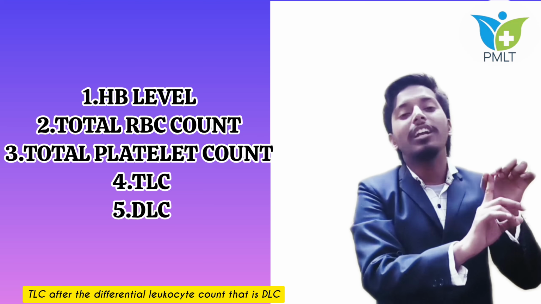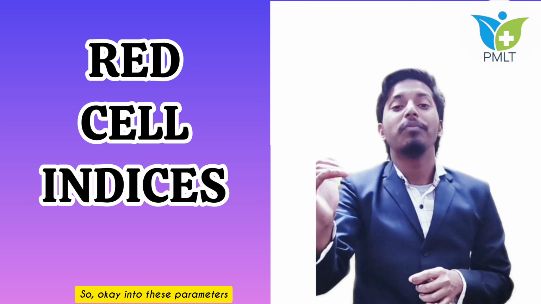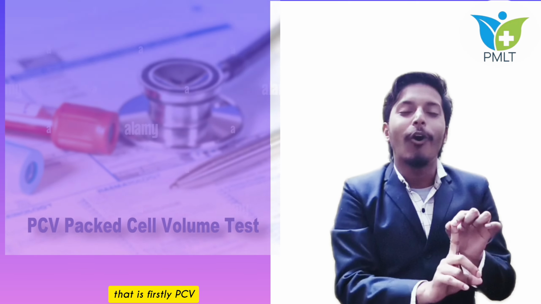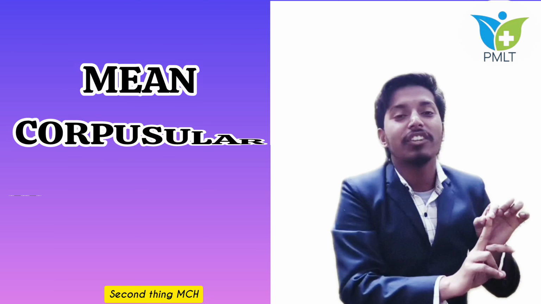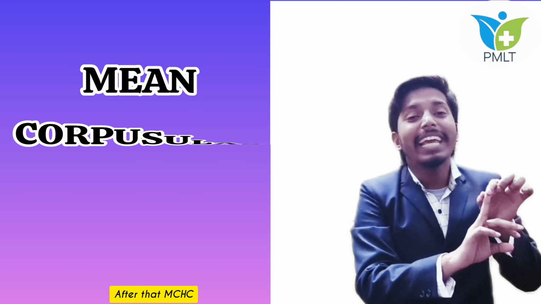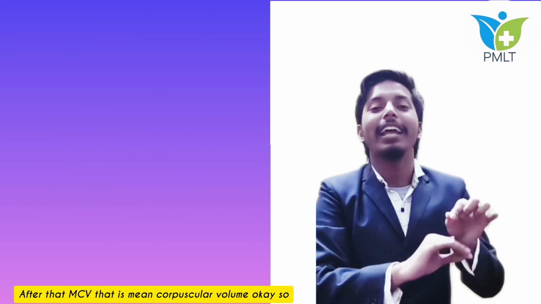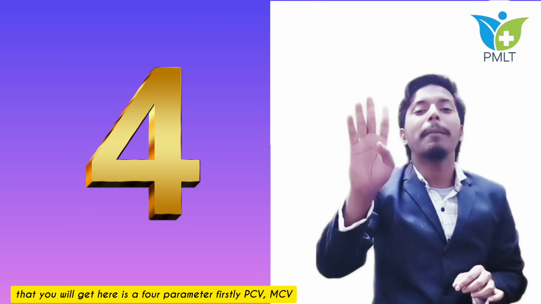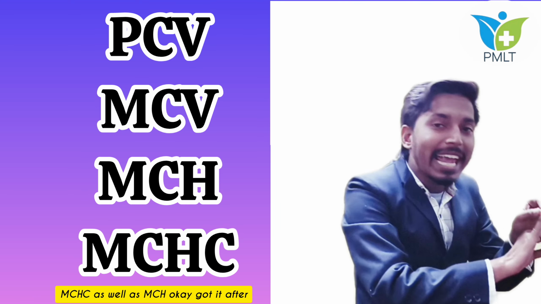Okay, after completing these things, I am going to the red cell indices. Under these parameters, we will get a few things. Firstly, PCV, or we can say hematocrit, packed cell volume. Second, MCH, that is mean corpuscular hemoglobin. After that, MCHC, that is mean corpuscular hemoglobin concentration. After that, MCV, that is mean corpuscular volume. So here you get four parameters: PCV, MCV, MCHC as well as MCH.